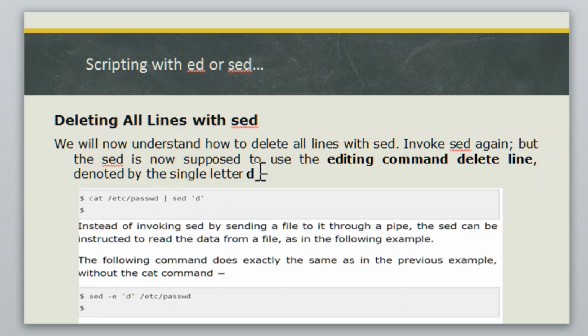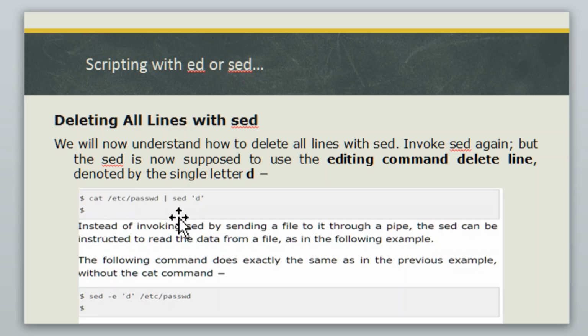So now we're going to take a look at how to delete all lines with sed. So first we would invoke sed again, but the sed is now supposed to use the editing command delete line denoted by the single letter d. So we cat the file etc passwd and we pipe that to sed -d.